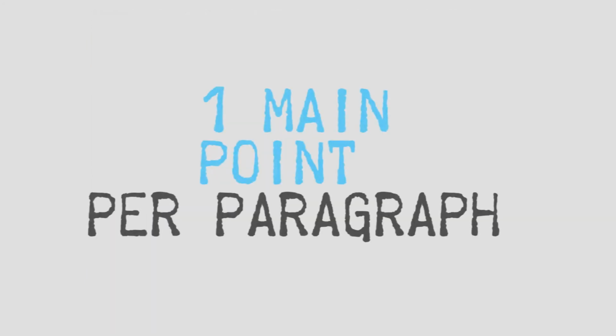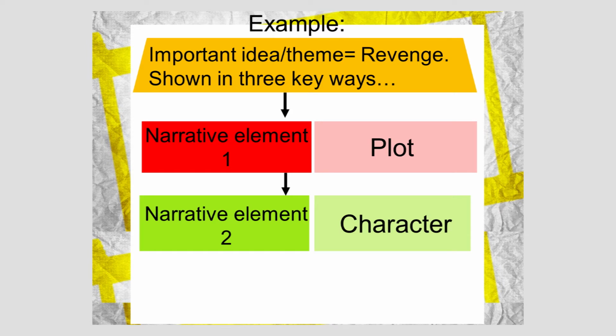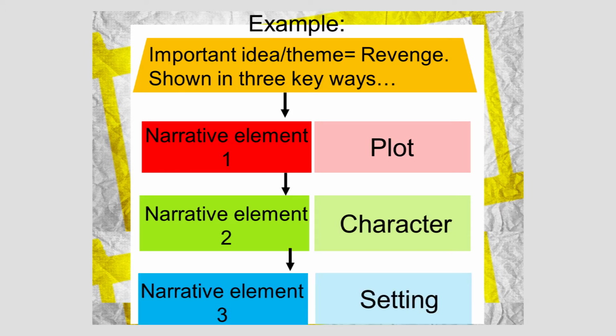So you're only discussing one main narrative element each paragraph. So if you look at this example, narrative element 1 is talked about in the first paragraph, and that's plot. Then character is what they talk about in the second, and then they've chosen setting as their third one. So you need to pick 3 as well for your essay that you're going to focus on.